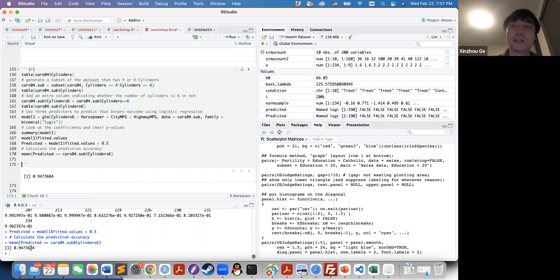So it means that this logistic regression model has very good performance in predicting the number of cylinders from the 3 predictors provided. Here I use mean because this calculates the total number of correct predictions and divides that number by the total number of cars. That is how we calculate the accuracy.